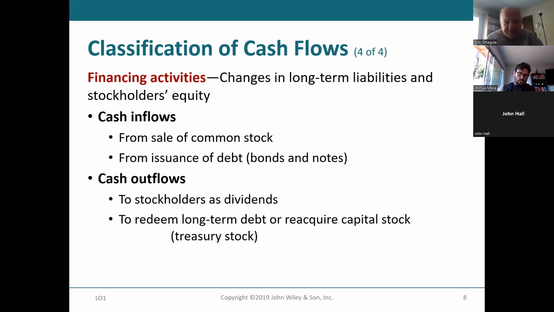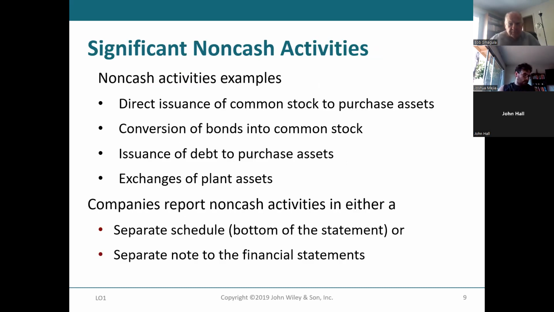And then finally, financing, changes in long-term liabilities and stockholders' equity. Cash inflows, there's only two sources we're going to talk about: from the sale of common stock, the issuance of common stock to the public, and the issuance of debt, meaning bonds and notes. Cash outflows would be if we paid dividends to people who owned our stock, or we redeemed treasury stock. So we have these different types of cash flows with different treatments to get us started here.